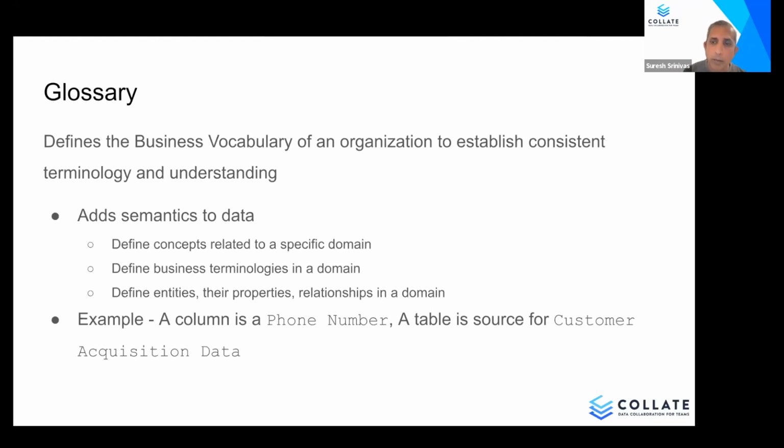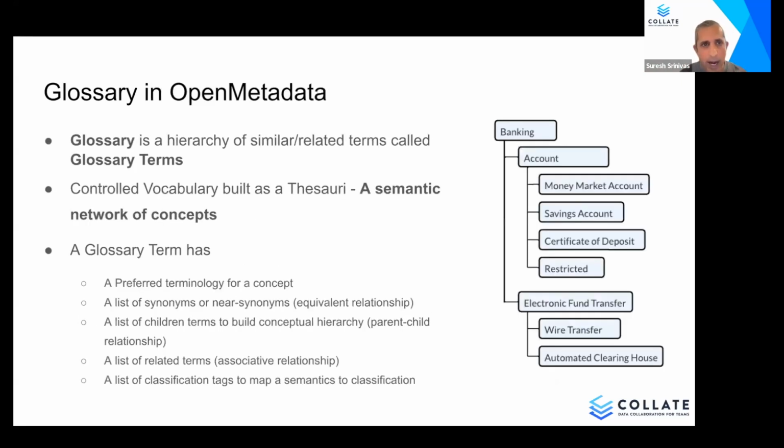You can also define your business entities. You can say, here is a customer, and a customer has address, phone number, SSN, and things like that. So this is essentially building terminology of business entities, right? And defining their properties. So glossary is used for adding meaning. As an example, there could be a column called PN, and now you can say this PN column is phone number, right? So glossary adds semantics to data, and glossary in open metadata is hierarchical, right? So you bring all the related terms and then add them under a hierarchy.